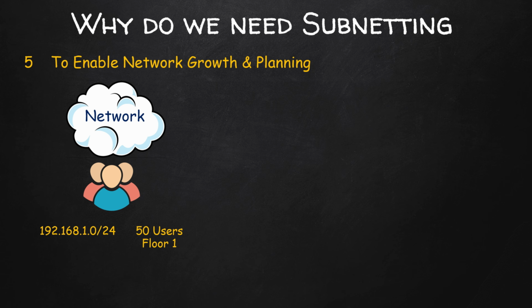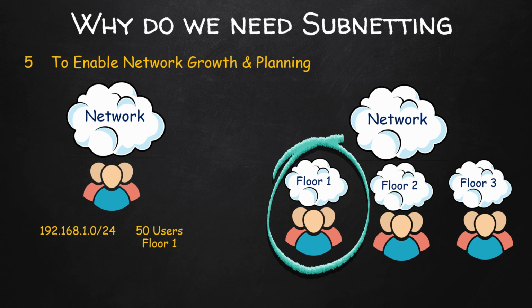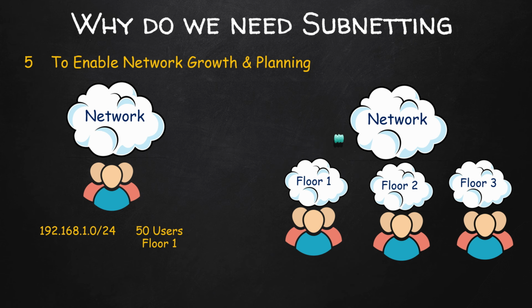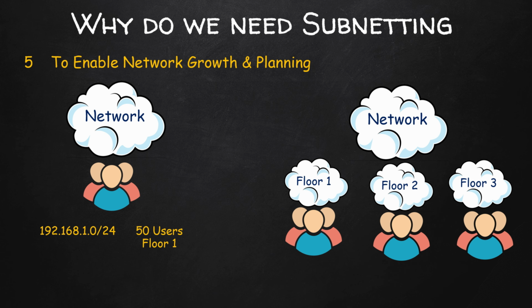So in this situation, you can use subnetting to plan your network growth. Your current office network you can divide into multiple subnetworks, and one subnetwork you can assign to floor 1, where your current existing 50 users are available. The remaining subnetworks you can assign to the upcoming floors as part of your office expansion. So in this way, you can extend your network to the next level for the future.